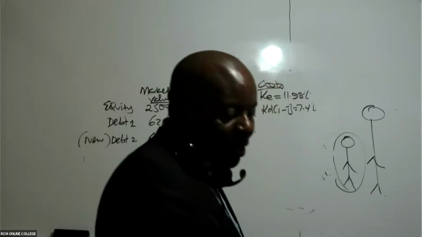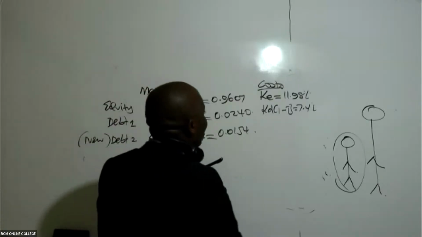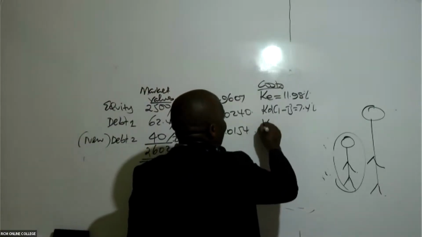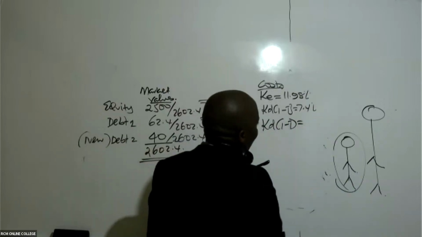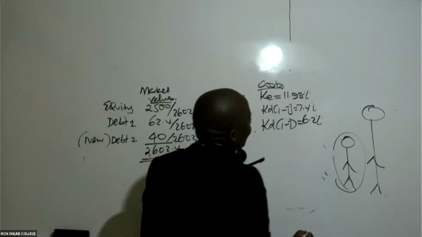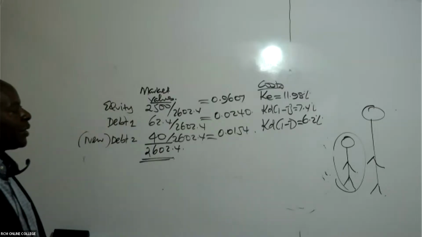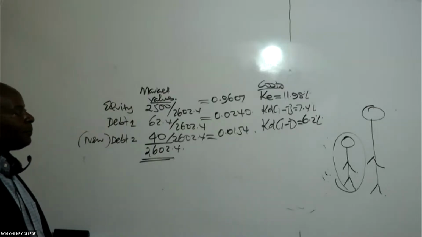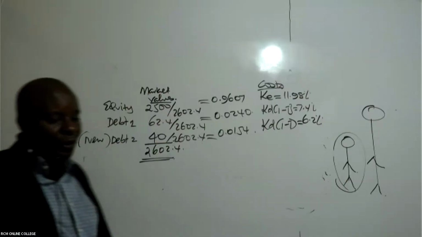Can you kindly give me this KD after tax, the one that we've just gotten here? After tax, the one that we've just gotten here, was it 6.2%? 6.2%.